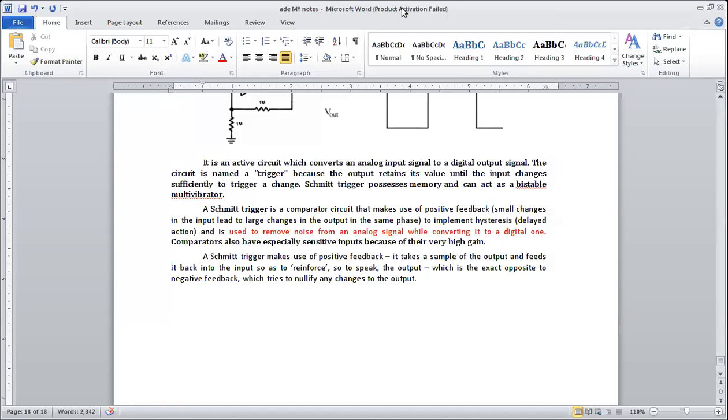Kadir, have you understood the working of this Schmitt trigger? No. Okay, fine. You do one thing. I will upload this video into my YouTube channel, and I will also provide you the YouTube link. You just watch it one more time, and if you don't understand anything, then ask me one more time.